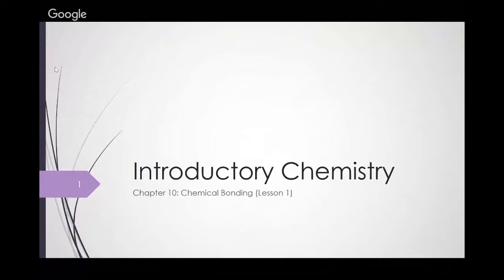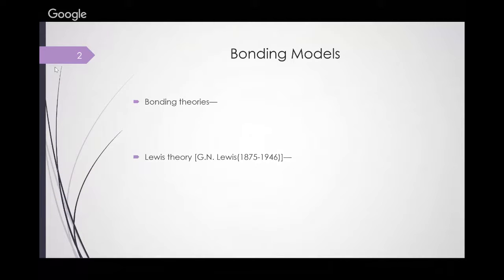Introductory Chemistry, Chapter 10, Chemical Bonding, Lesson 1. So there's all types of different bonding theories. And remember, when we talk about theories, we're not talking about just stuff that people make up. These are things that have been proven.